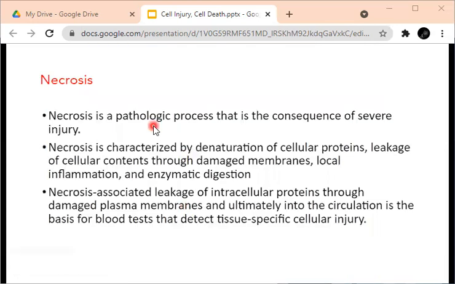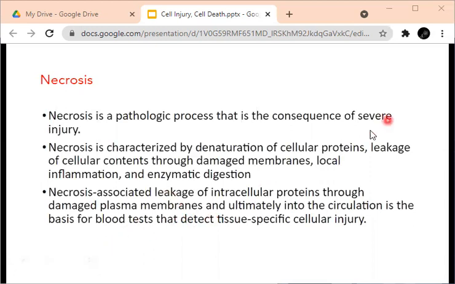So necrosis is a pathologic process that is a consequence of severe injury, in which the cell can no longer adapt to the injury. It is characterized, as I have said, by denaturation of cellular proteins, leakage of contents, damaged membranes, local inflammation, and enzymatic degradation. So again, that is based on our table earlier.